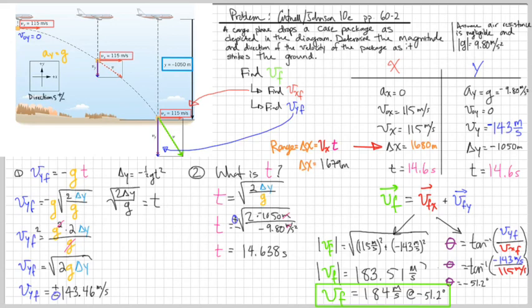So the velocity in the x direction, which stays constant the entire time, is 115 meters per second, times the amount of time that it was moving at that horizontal velocity, which was 14.6 seconds, produces my delta x, or displacement in the x direction, which is 1,680 meters if I round it to 3 sig figs. There I have a value for how far that projectile moved, or what its range was.